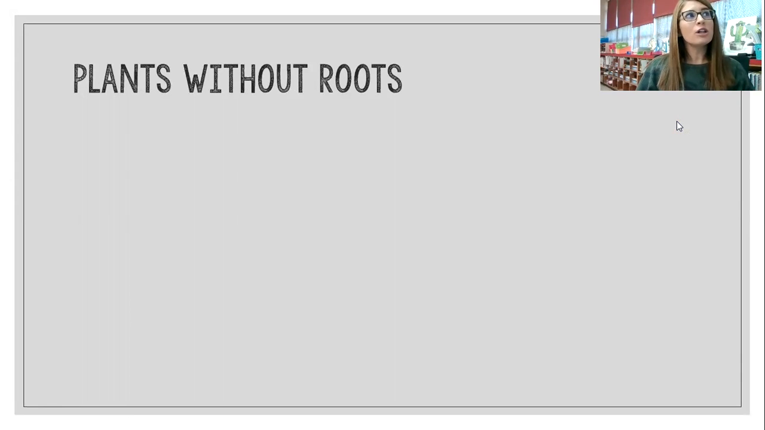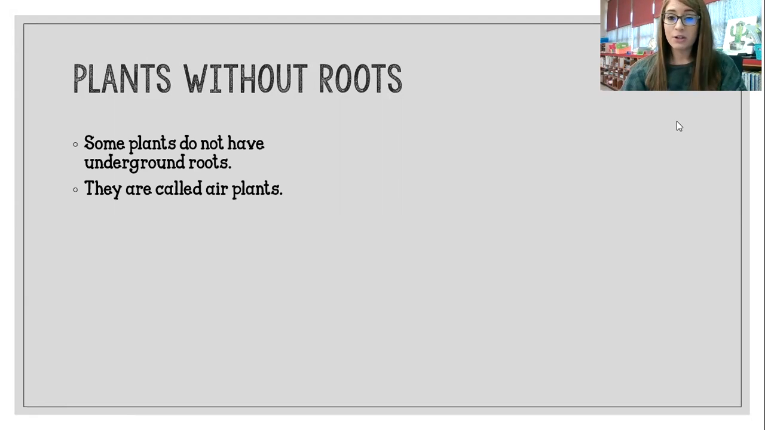All right, plants without roots. Remember earlier in the week, I think Monday, maybe, we talked about how some plants have all three parts, leaves, stems, and roots, because some plants do not have all those parts. So here we're going to talk about plants that do not have roots.